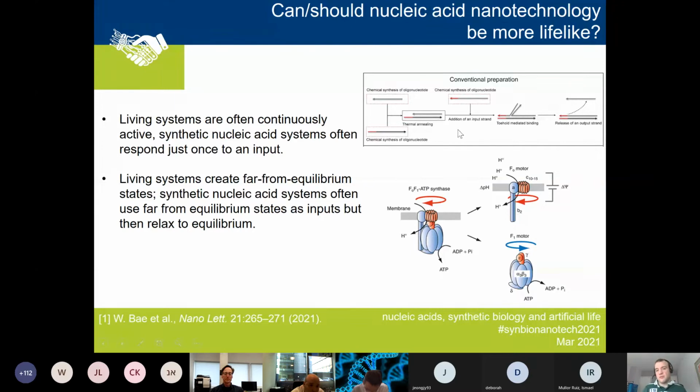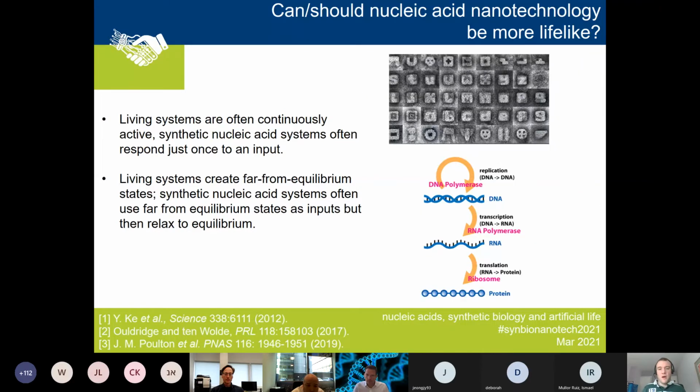Here's our conventional strand displacement reaction, and typically what happens is that we start off with this non-equilibrium configuration where we have an input duplex and an input single strand, and the single strand displaces the output and reaches a more stable state, which is an equilibrium state. Now, this also applies to self-assembly, structural nucleic acid nanotechnology.